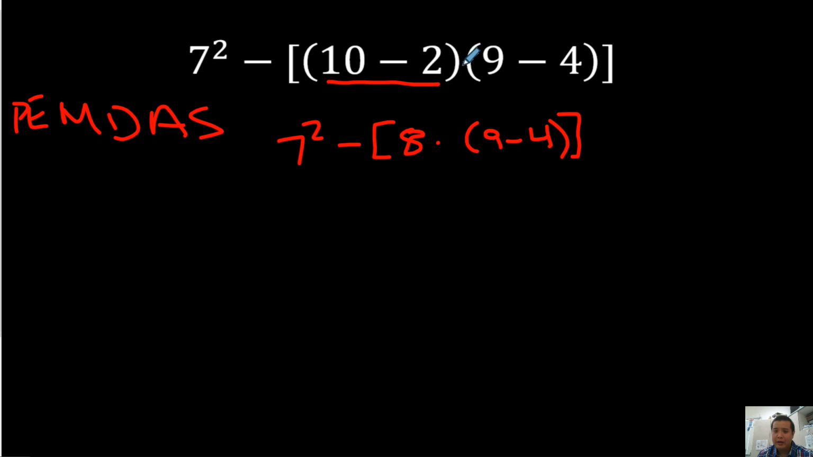Again, inside here, when there's no operation, that just means multiplication. So the next thing that we're going to do is inside the bracket again and inside the parentheses, and this time the only parentheses left is this 9 minus 4. So I'm going to do 7 squared minus bracket 8 times, what is 9 minus 4? 9 minus 4, excuse me, is 5. And we still have the end bracket.